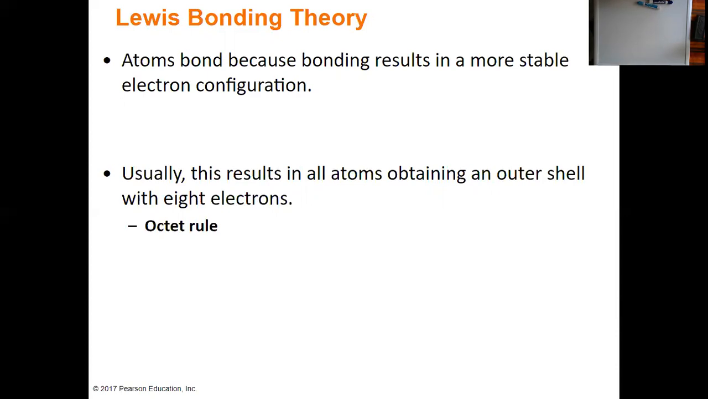This is called the octet rule, and the octet rule governs bonding. There are obviously some exceptions to the octet rule, but 95% of the time, we're looking for an octet of electrons in the outer shell of any atom that we're using to build our compounds with. This makes sense because noble gases have 8 electrons in their outer shell. Everything is trying to be like a noble gas.